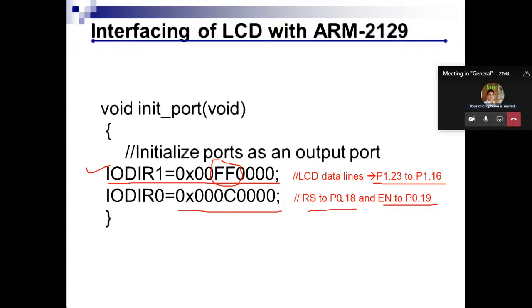If you are connecting RS to P0.0 and P0.1, then this bit pattern will become 0x00000003 because the last two will be 1. So depending on where you are putting 1, the corresponding number you have to put here in the initialization. Let's say for example your entire port P0 is an output port, and all the output devices you are connecting with this port, then all this will be FFFFFFFF. So all will be 1 in that case. This is simply the initialization of the port.